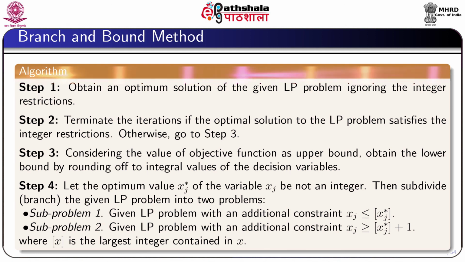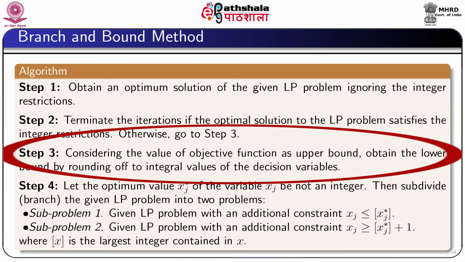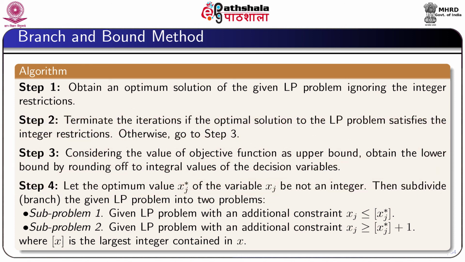Step 1. First, we obtain an optimum solution of the given LP problem, ignoring the integer restrictions. In the next step, we can terminate the iterations if the optimal solution of the LP problem satisfies the integer restrictions. Otherwise, we will go to the next step. Step 3. Considering the value of objective function as upper bound, we obtain the lower bound by rounding off to integral values of the decision variables.